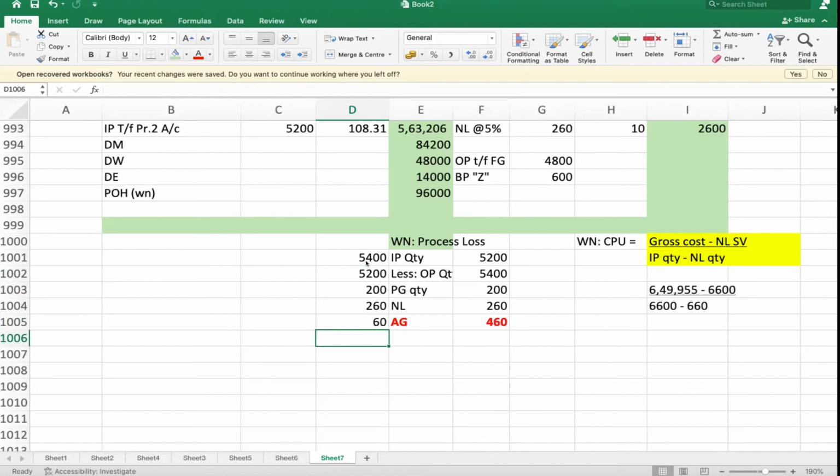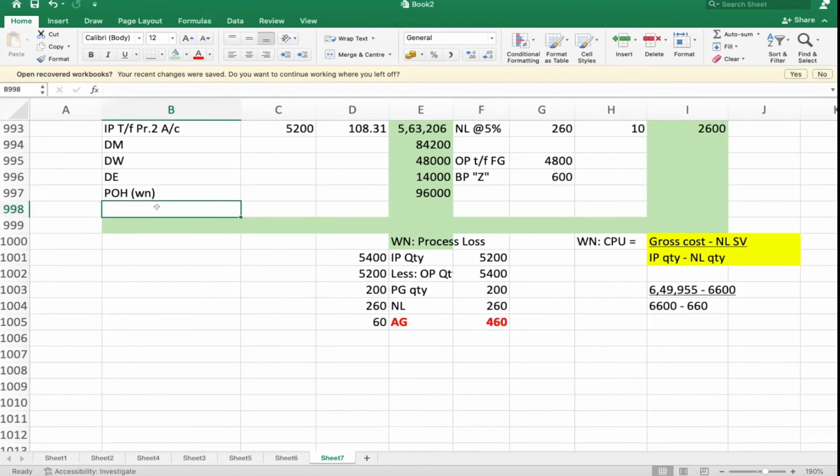Here input 5,400 means the abnormal gain becomes 60. But whereas here input is less, output is more. Therefore, abnormal gain comes to 460. Now you got the clarity? So abnormal gain, abnormal loss means credit side we parked.